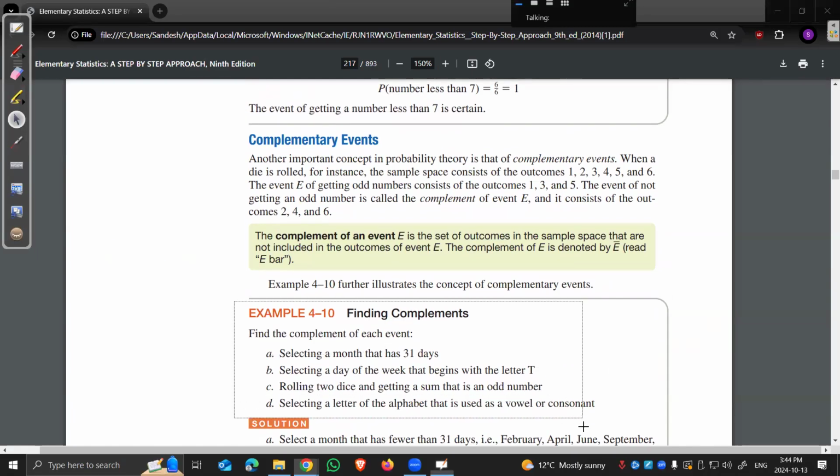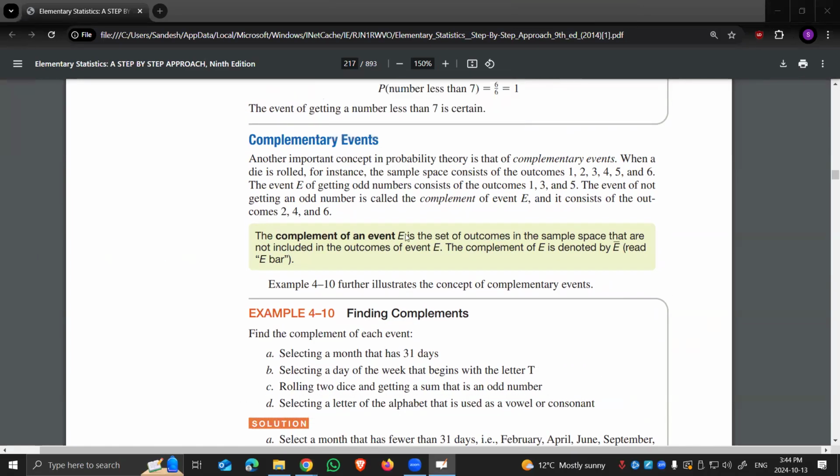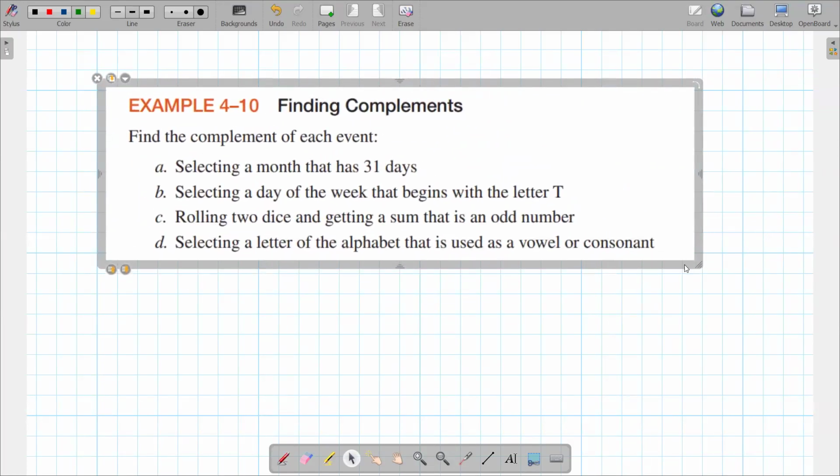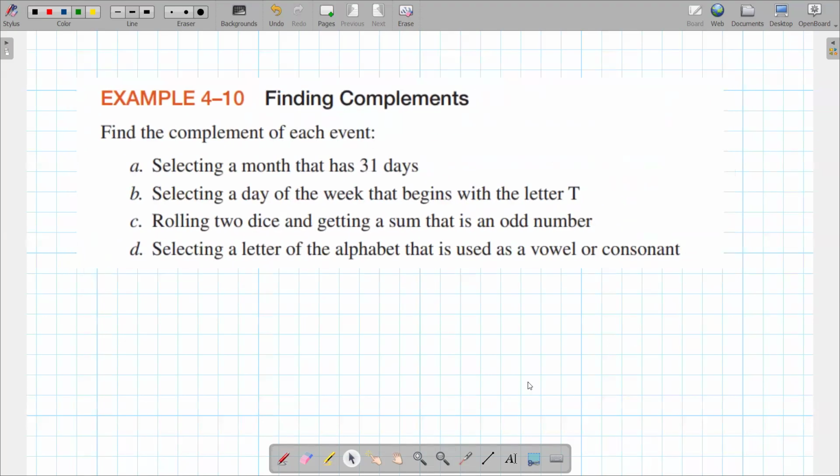Let's do some of these practice problems just to hone in the idea of complement. It's just the opposite. It's the not. It's the opposite. So selecting a month that has 31 days, what would be the complement event of this?